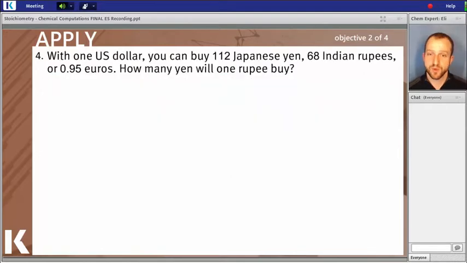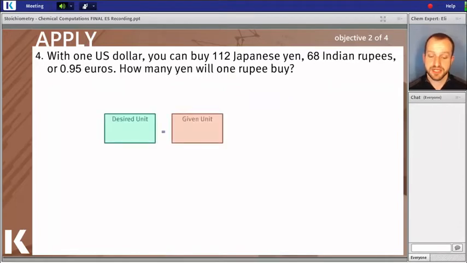Let's set up our system with our desired unit and our given unit. In this case, our desired is in yen. Our given is rupee, and we have 1 rupee specifically. And we want to convert that rupee somehow. Maybe we'll do one step at a time. Let's convert the rupee to dollar, because we have this nice convenient $1 value.